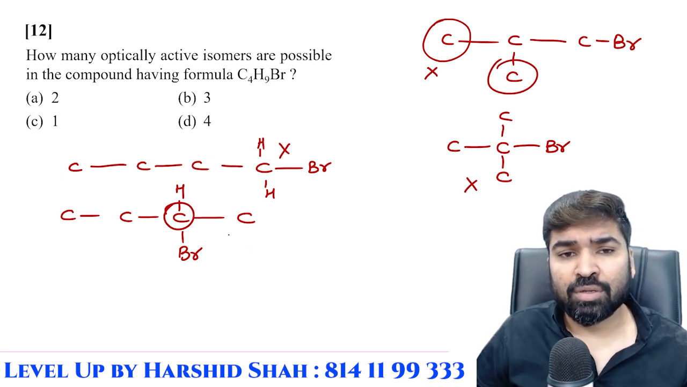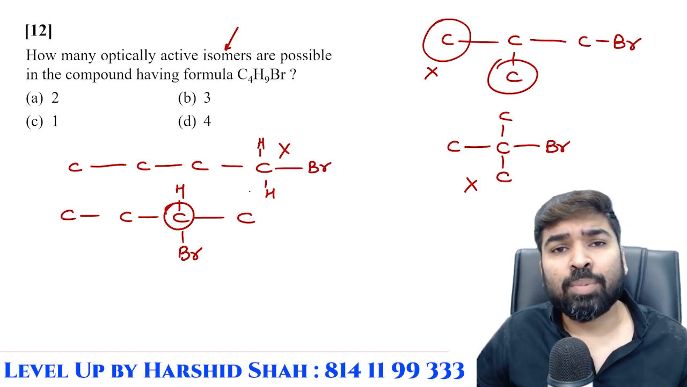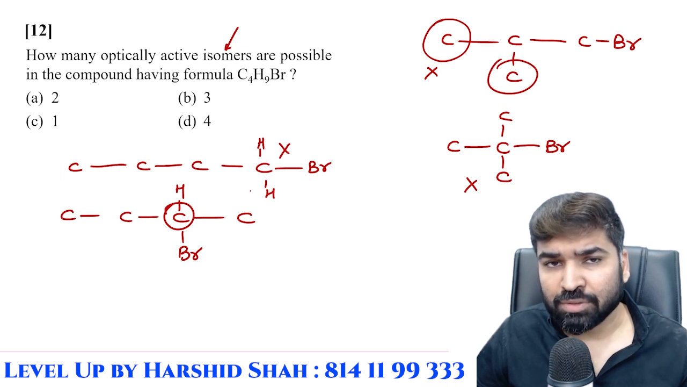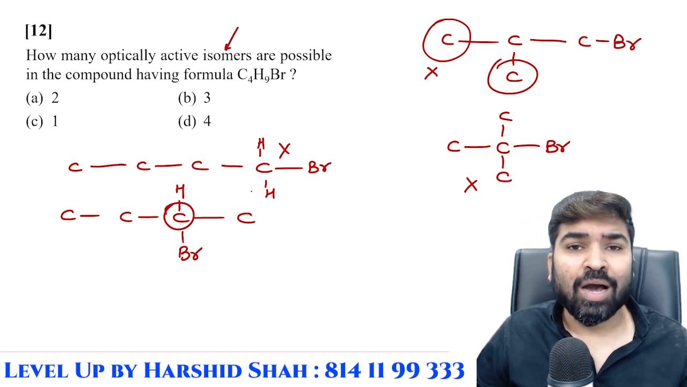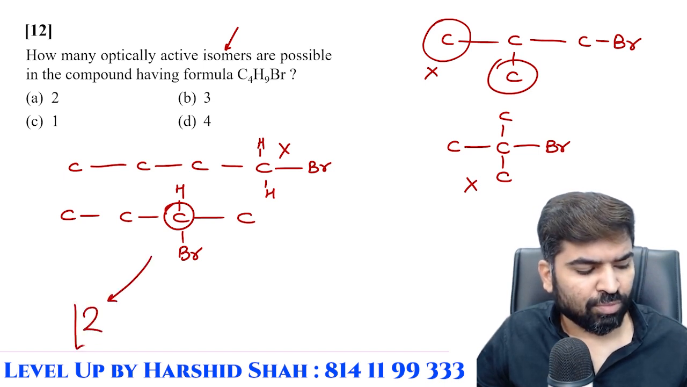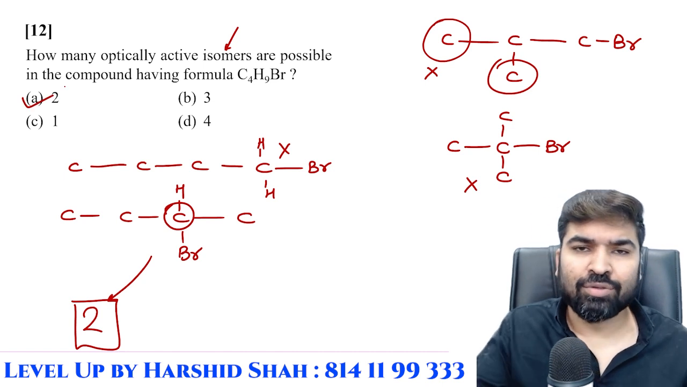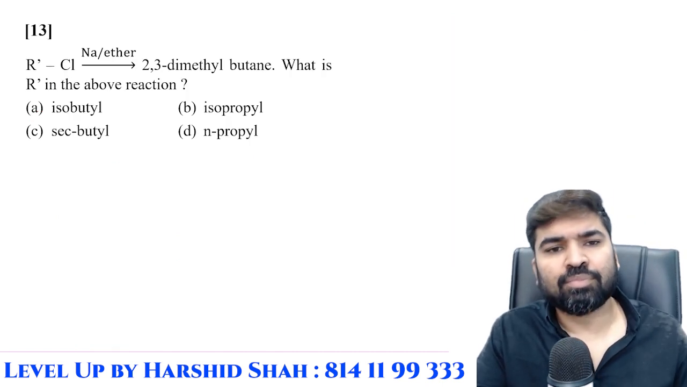And the question, understand it very clearly: how many optically active isomers? If they had asked how many optically active compounds, it would be 1. But how many optically active isomers? So this compound will have 2 isomers. One is dextro, the other one is levo. So the answer has to be option A.